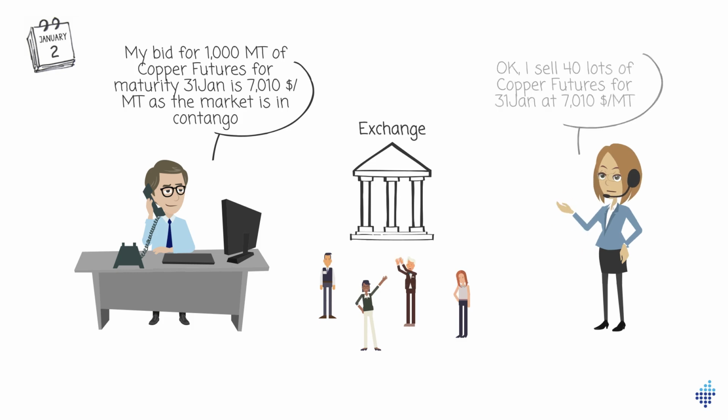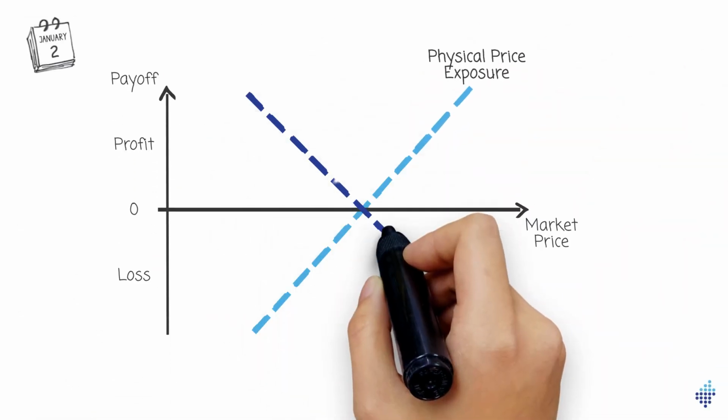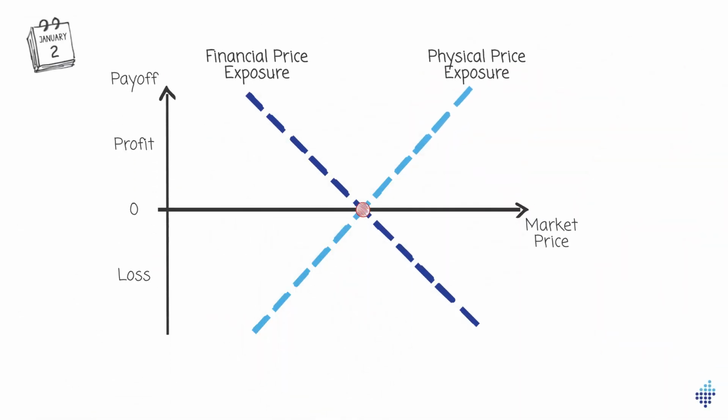The trader sells 40 lots, equivalent to 1,000 tons, of copper futures for the 31st of January at $7,010 per ton. The futures position creates an equal but opposite financial exposure that neutralizes the effects of copper price moves in the trader's portfolio.